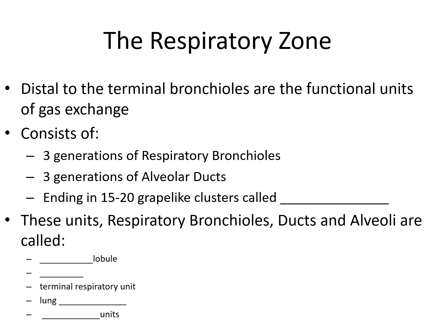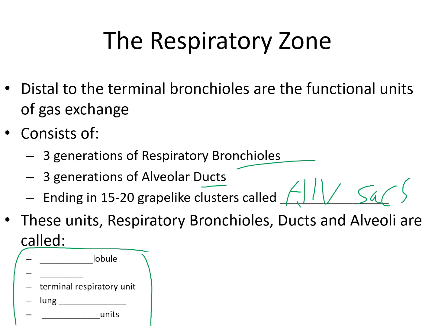When we're in there, there's 3 generations of bronchioles. There's 3 generations of ducts, and then it ends in 15 to 20 grape-like clusters called alveolar sacs. So 15 to 20 alveolar sacs. So these units, the respiratory bronchioles, the ducts, the alveoli, all have a term. So these are all synonymous terms with the respiratory zone. And even in this lecture, you're going to hear me say some of those terms. So it's important. I will test you on these alternate terms for the respiratory zone.